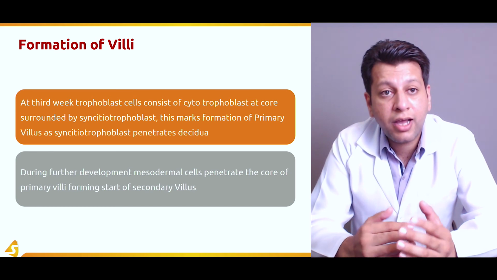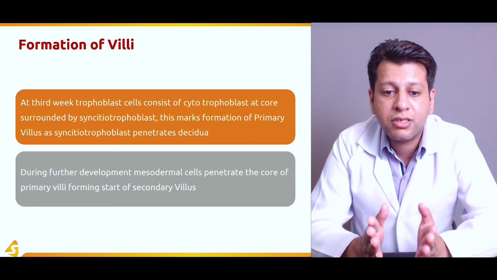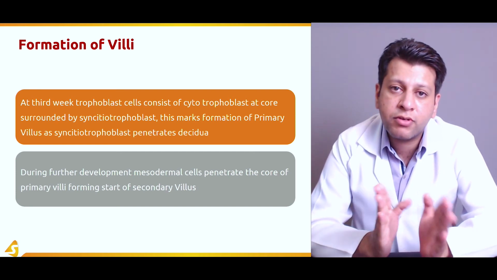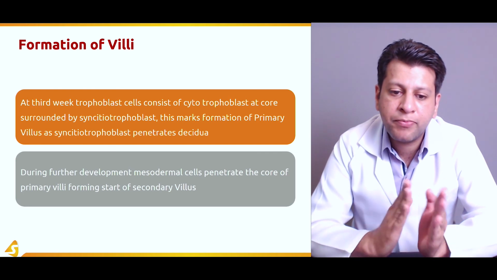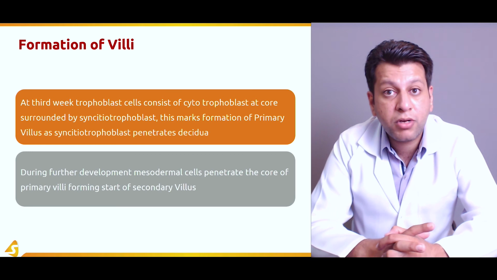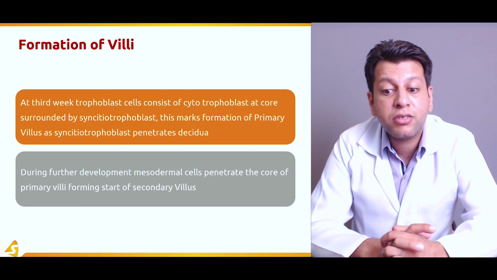So a proper uteroplacental circulation has to be established. This starts with the initial formation of primary villi, which leads to the formation of secondary villi and then tertiary villi. At the third week, the trophoblastic cells consist of syncytiotrophoblast and cytotrophoblast. This marks the formation of the primary villus as the syncytial trophoblast penetrates the deciduum. During further development, mesenchymal cells penetrate the core of the primary villi, forming the start of the secondary villus.